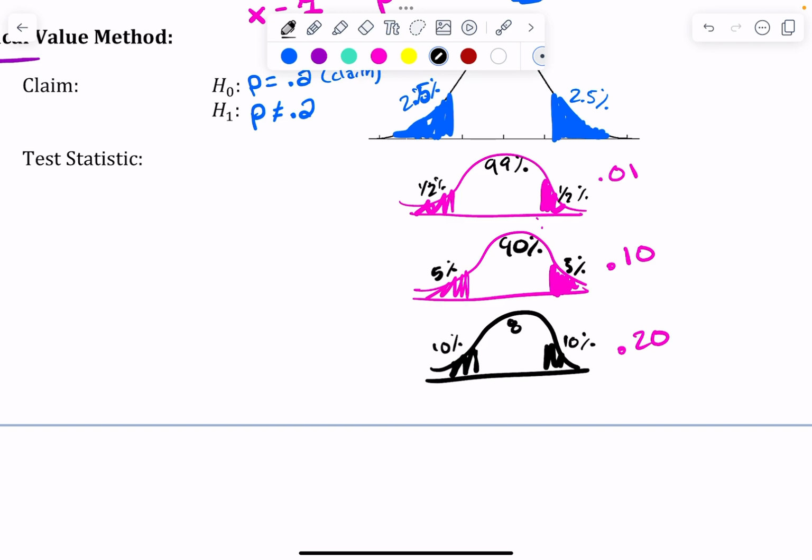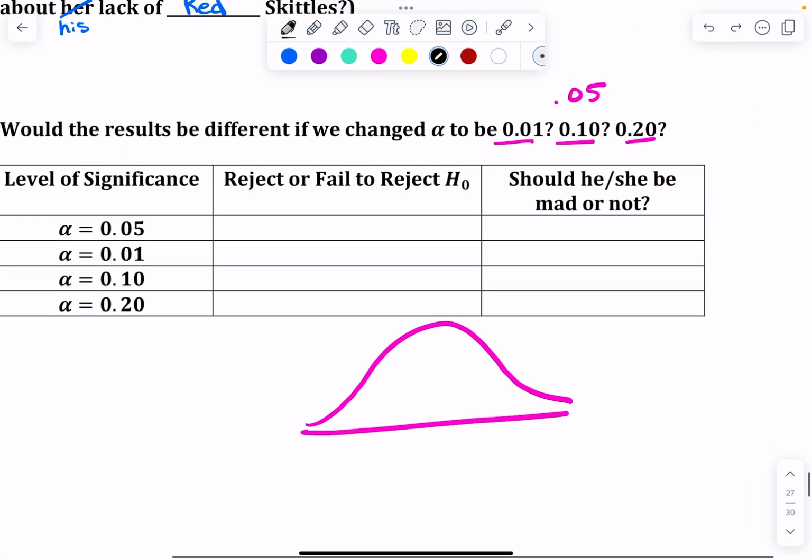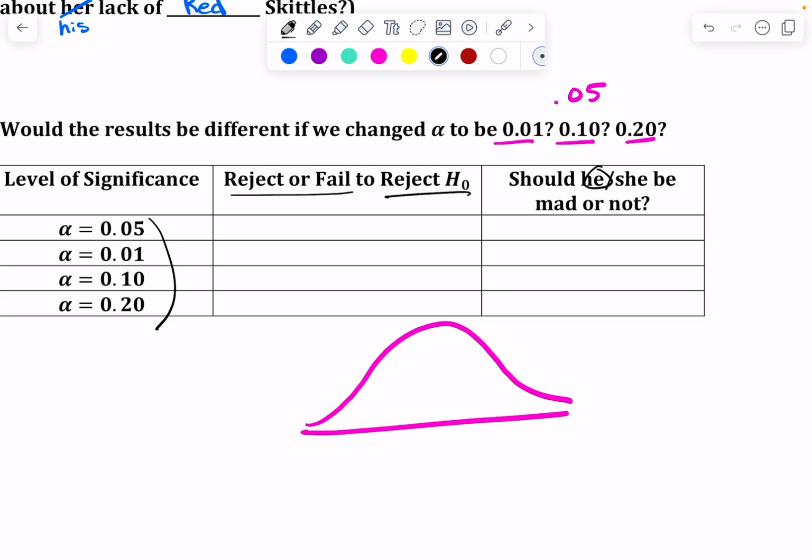So if I switched and found new critical values for each one of those, would my results be different? Would I instead cross this off and circle that one, or vice versa, which would be true? So you're going to fill this in. Do we reject or fail to reject H naught in each one of those scenarios? And then does that mean that he should be mad about his red Skittles, or not mad? He should be mad if he lives in this region. He doesn't necessarily have reason to be mad if he lives in that region.